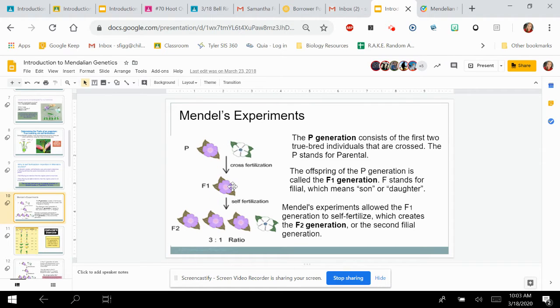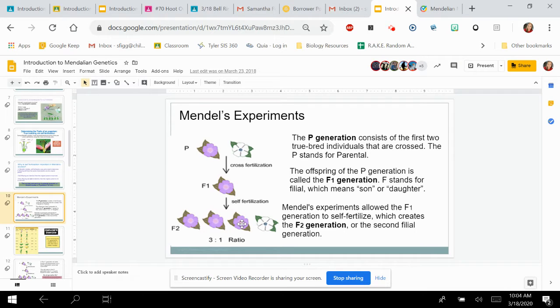So he ran this cross where he crossed a purple parent with a white parent and got all purple offspring. So that must say something about purple being dominant because the white got covered up. So then he took this offspring and crossed it with itself, another self-fertilization. And when he did that, he saw this white gene come back out. So the white gene isn't necessarily lost, but it is covered up in some way.